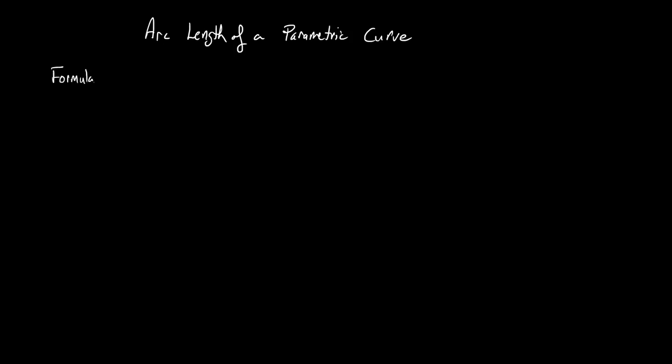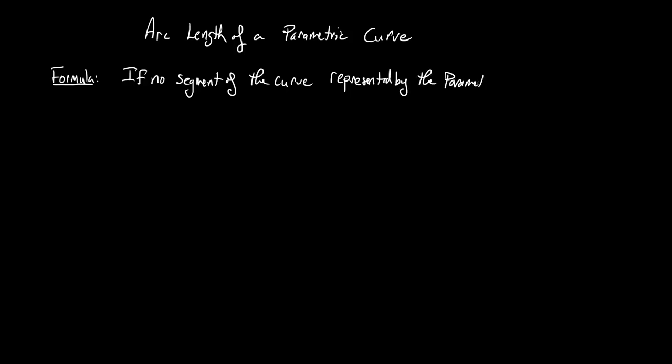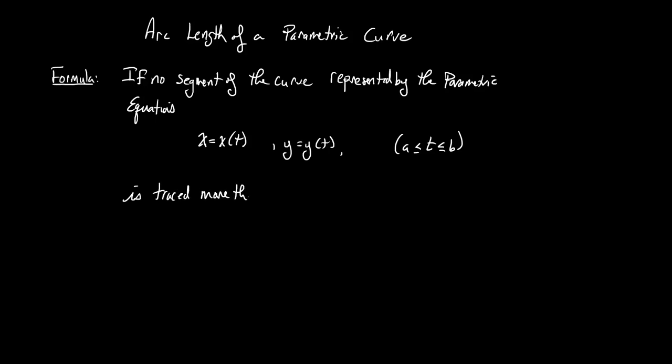So we'll say if no segment of the curve represented by the parametric equations x equals x of t and y equals y of t, provided that a is less than or equal to t, which is less than or equal to b, is traced more than once. So we'll talk about what this means.